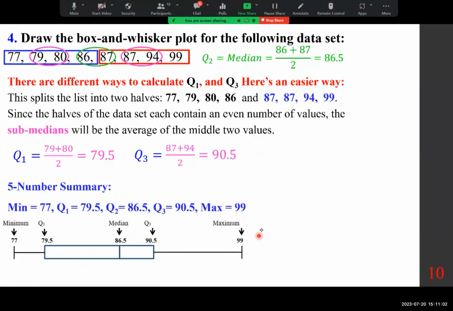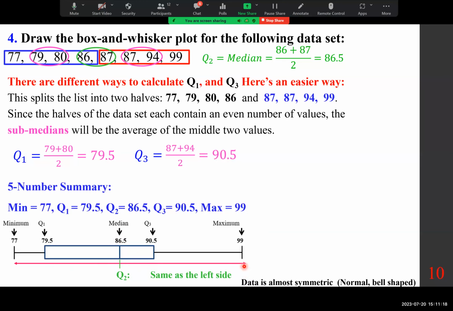Now, take a look at what happens here. It's interesting. If you look at this, Q sub 2, the left side and the right side are almost identical. They don't have to be identical. They have to be pretty close. So because that's the case, it's not skewed. So what is it? It's symmetric. So the data is almost symmetric, normal or bell-shaped. So this is the same as the left side.